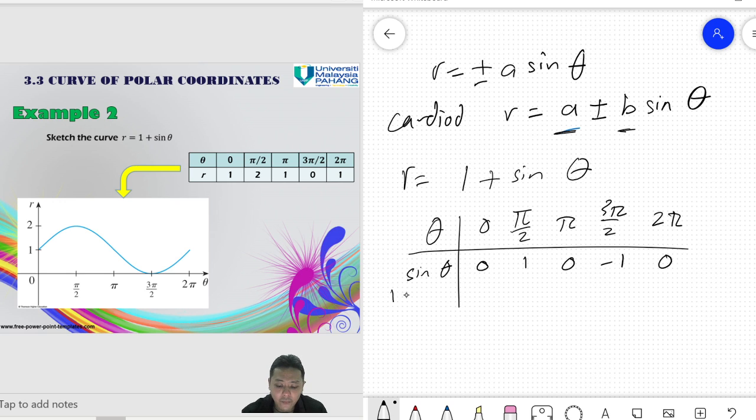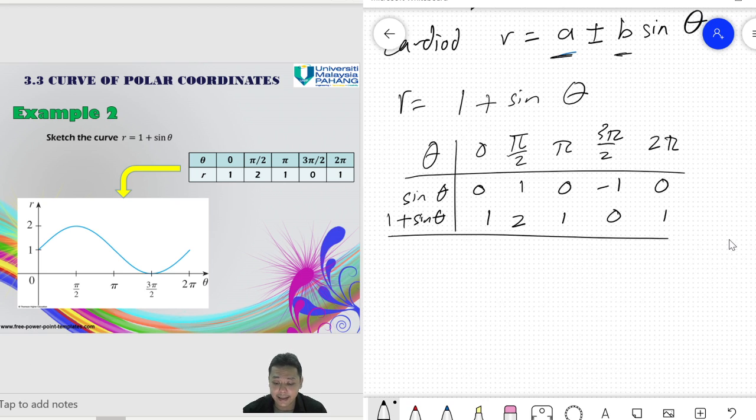Then we move forward by adding 1 at the front. 1 plus sin theta becomes 1, 2, 1, 0, and also 1. Step by step like this can make sure you visualize and sketch this better.